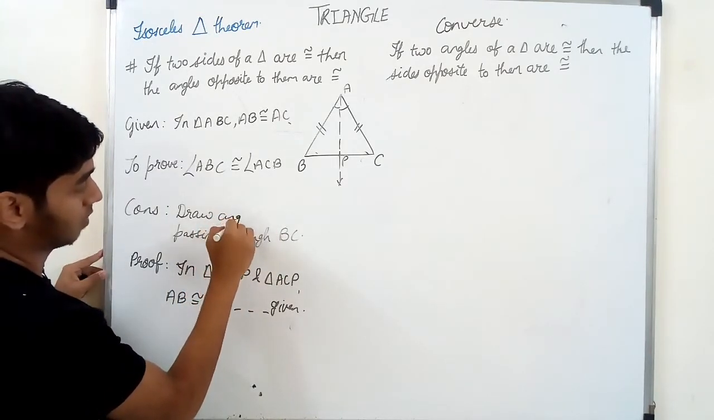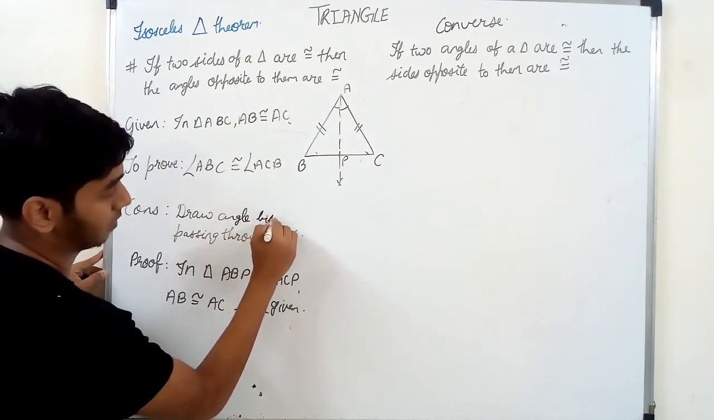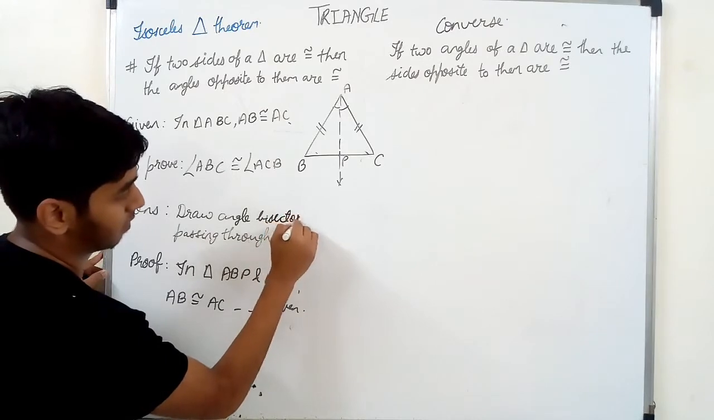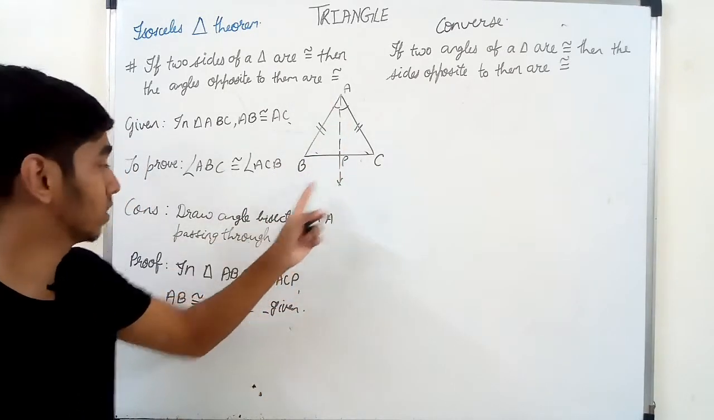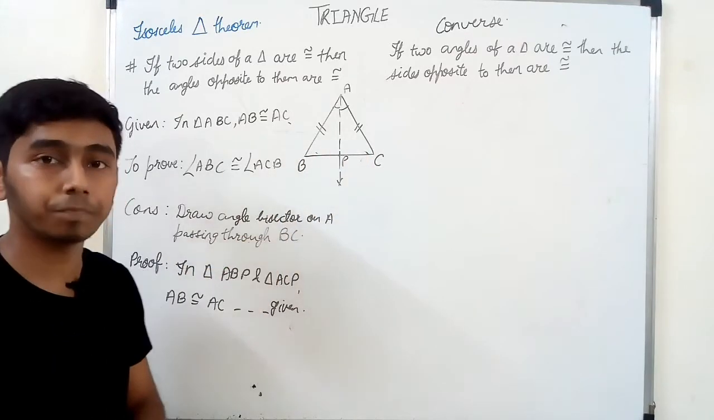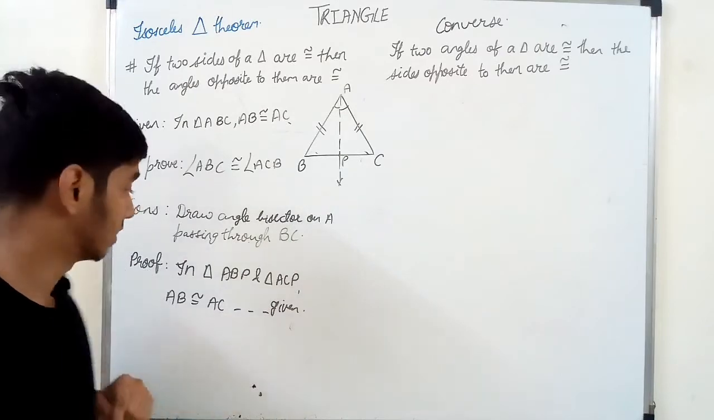Draw angle bisector on A passing through BC, and meeting at point P. So you can write that.